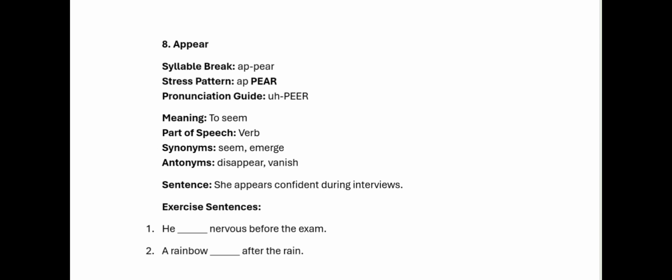Pronunciation says it is appear. What does appear mean? To seem, to look like. It's a verb. Synonyms are seem or emerge. Emerge is to come out. Opposite words are disappear and vanish. Vanish is to go away, not being visible. Disappear again comes with a prefix dis, which means not, like we have just revised in the word discontinue. So it is disappear.